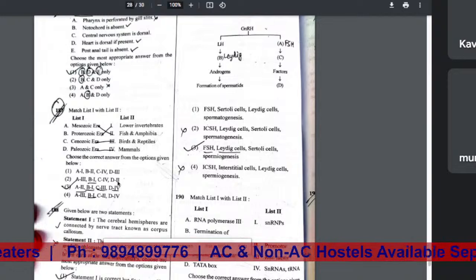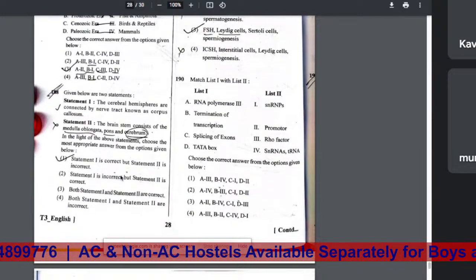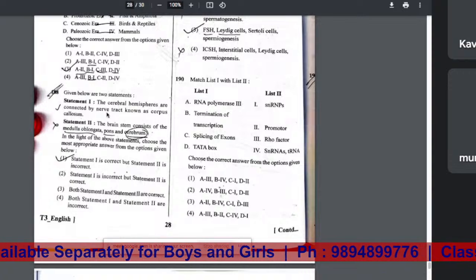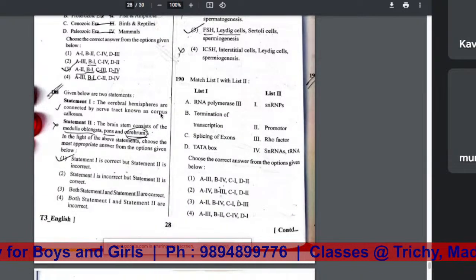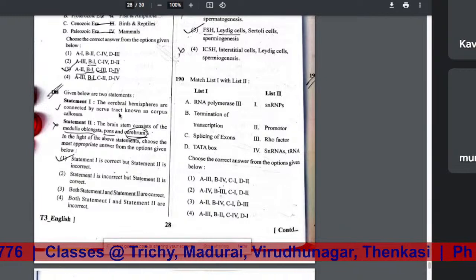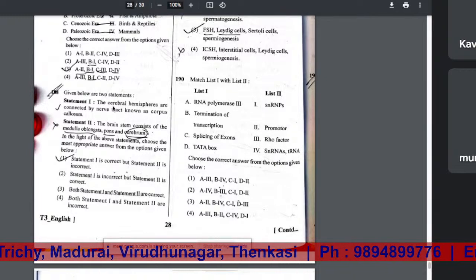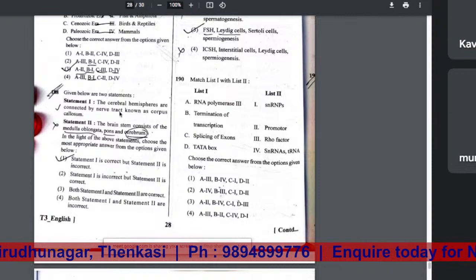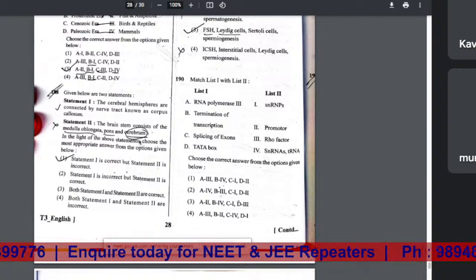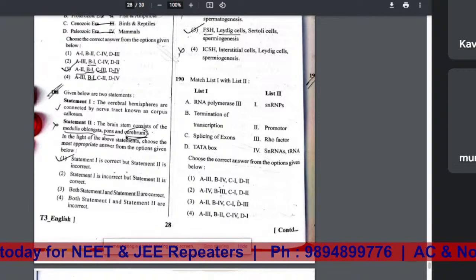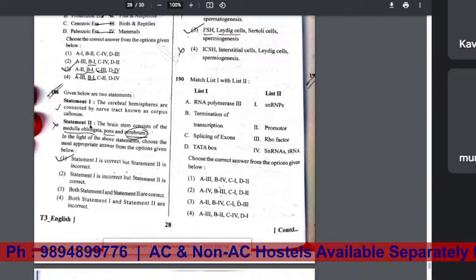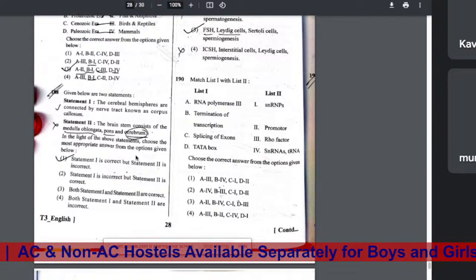It's a very factual question. And then the next one. Below are two statements. The cerebral hemispheres are connected by a nerve tract known as corpus callosum, which happens to be a correct statement. Corpus callosum connects the two cerebral hemispheres. Statement 1 is correct. The brainstem consists of medulla oblongata, pons, and cerebrum is wrong because cerebellum is not part of the brainstem. So for question 188, the second option: statement 1 happens to be correct and statement 2 is incorrect.